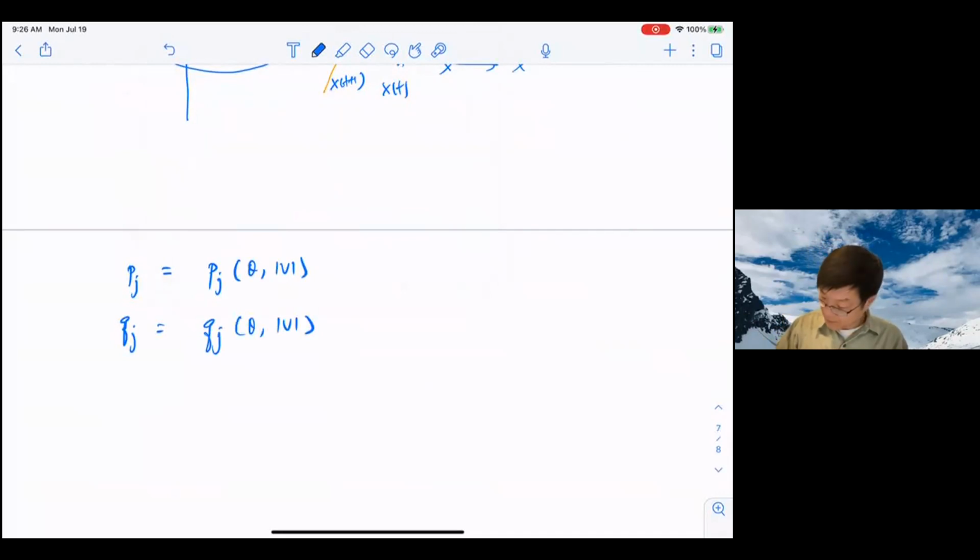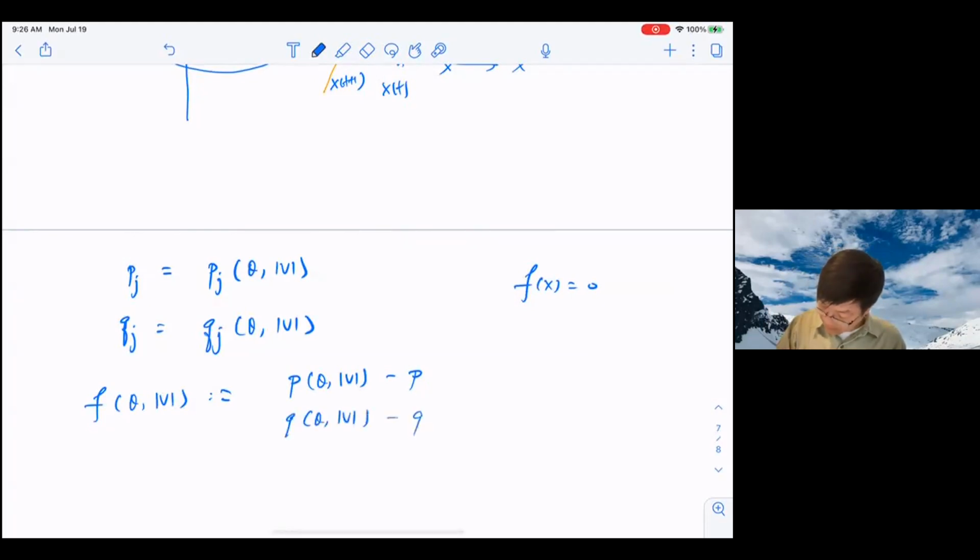So the corresponding f, since Newton-Raphson is trying to solve f(x) equals 0, is a function of theta and v minus the given number Pj. This is in vector form, so it's a vector of P's minus the given P, and a vector of Q's minus the given Q. So that's the function whose roots we want to solve for.